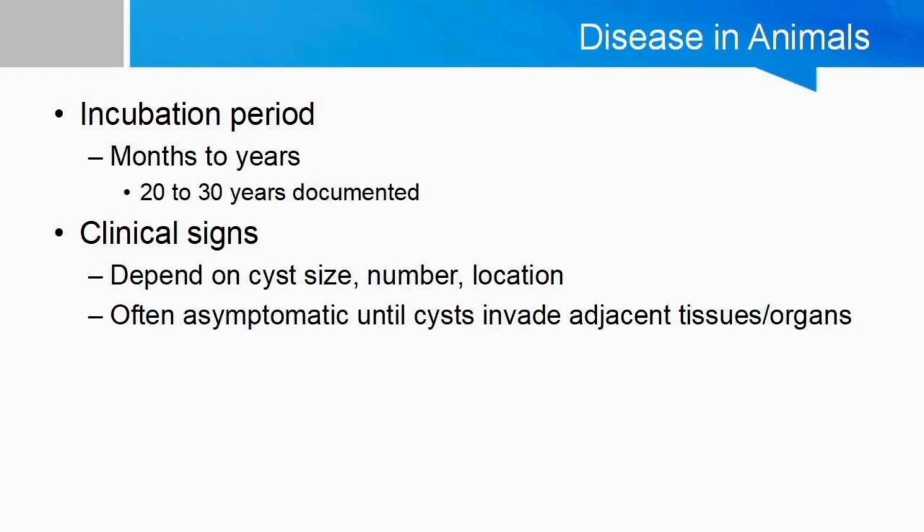The incubation period for echinococcosis varies from months to years. It can be as long as 20 to 30 years if the cyst grows slowly and is not in a critical location. The symptoms of echinococcosis depend on the size, number, and location of the metacestodes. Until the cysts become large enough to damage the adjacent tissues and organs, they are usually asymptomatic. The clinical signs are those of a mass lesion.